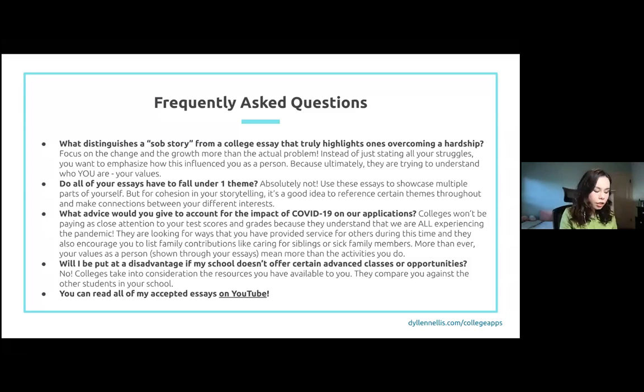So, colleges will not be paying close attention to your test scores and grades. I mean, they will, but not as closely as before, because they understand that we are all experiencing this pandemic. They are looking for ways that you have provided service for others during this time, and they also encourage you to list family contributions like caring for siblings or sick family members or taking on work to provide family income. That is all very important to list.